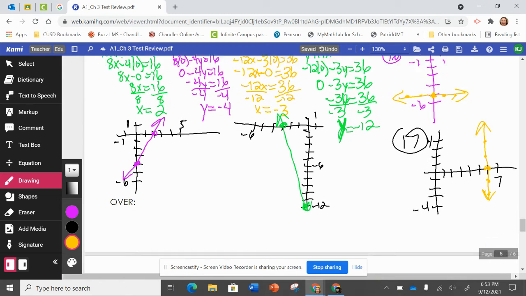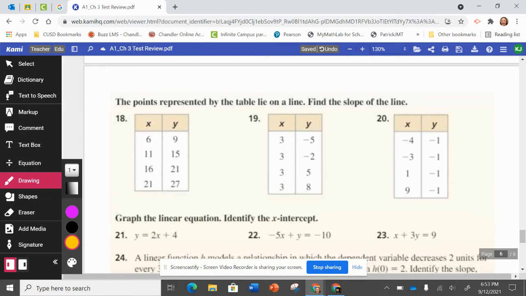All right, last page. Finding slope from the table. So remember, there's a couple of different ways that we could do this. I'm going to start over with 18 and say, can we find the rate of change? Because the rate of change and slope are the same thing. So from 6 to 11 to 16 to 21, adding 5, add 5, add 5. Okay, that's consistent. On the right side with y, 9 to 15 is 6, and 6, and 6.